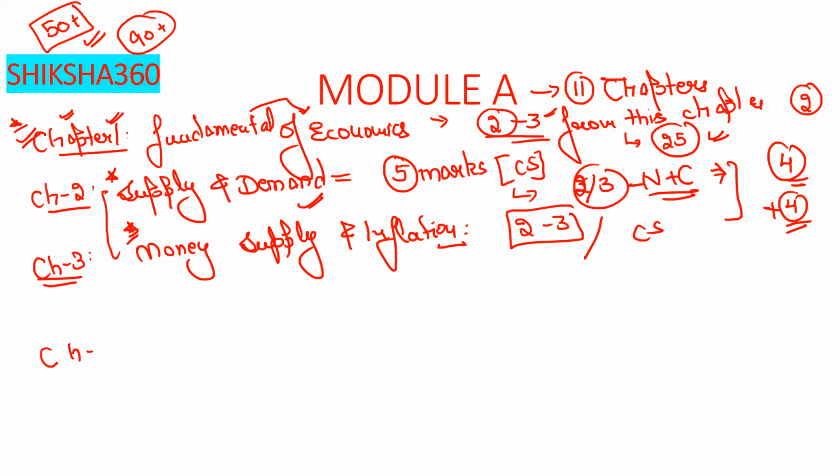Next one is chapter number 5, that is business cycle. It is a very short topic and a totally theoretical question from this chapter. They will ask either a theoretical question or 1 or 2 examples. As we have already discussed, the business cycle has 4 phases. So they will give an example and ask which phase of the business cycle this is.